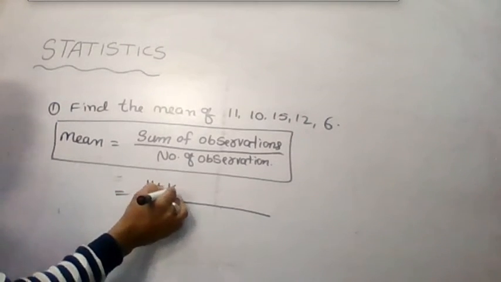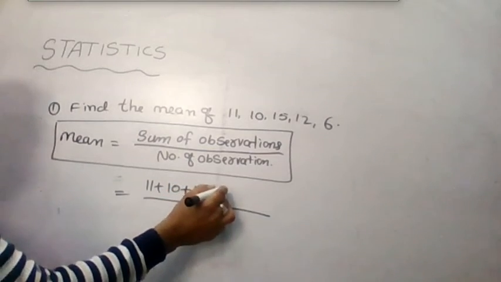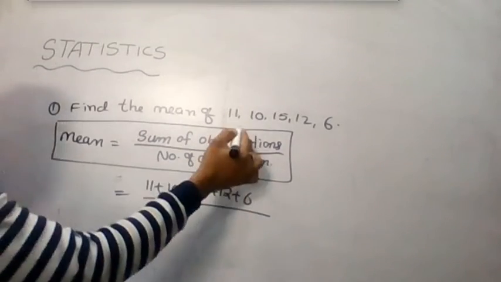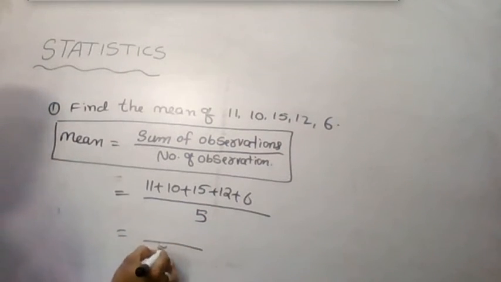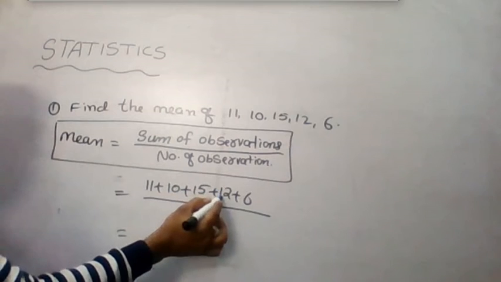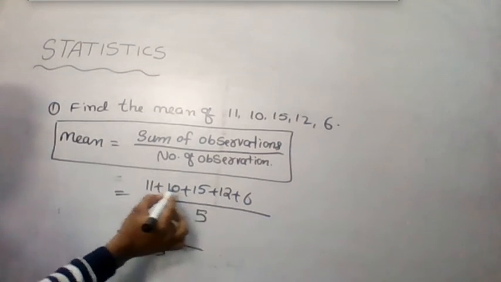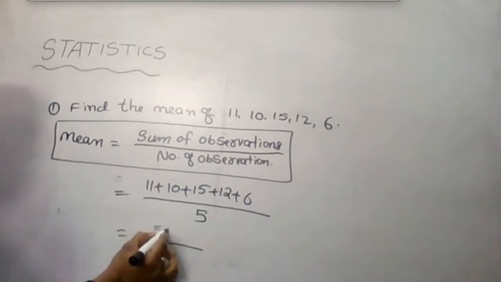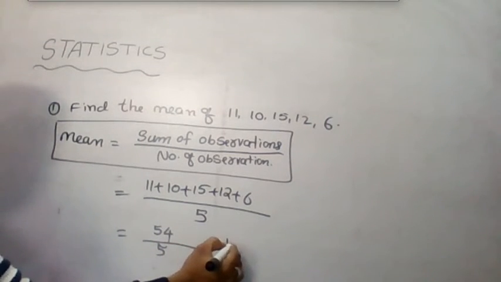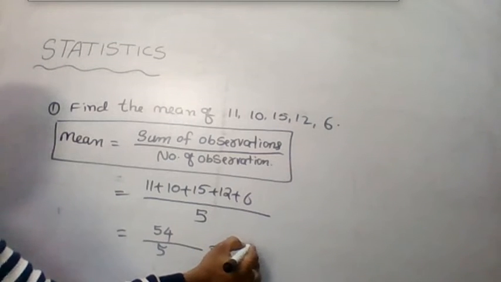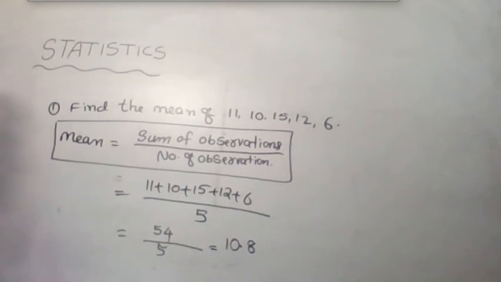Sum of observations: 11 plus 10 plus 15 plus 12 plus 6. How many are there? 1, 2, 3, 4, 5, divided by 5. Add them: 10, 20, 30, 40, 48, 49, 54. So 54 by 5. That is equal to how much?